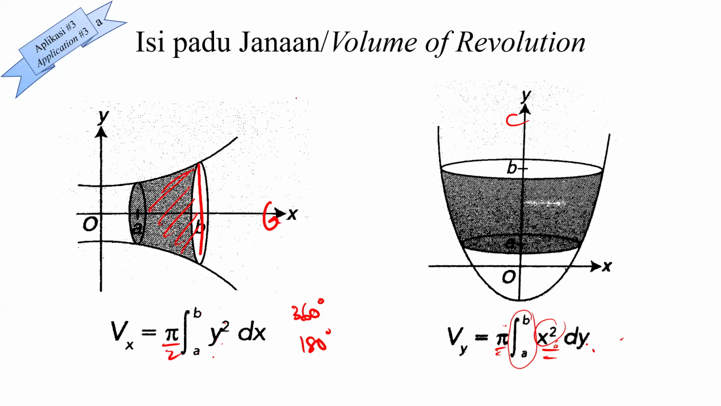And another scenario, if the curve is like this. The shaded region is like this. Let me think first. Okay, let's say the graph is like this. It's a straight line, and then I have a shaded region. The shaded region is like this.